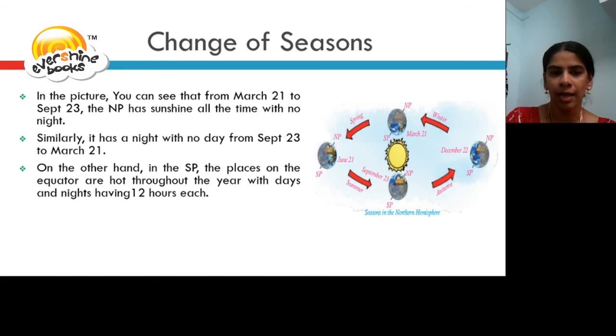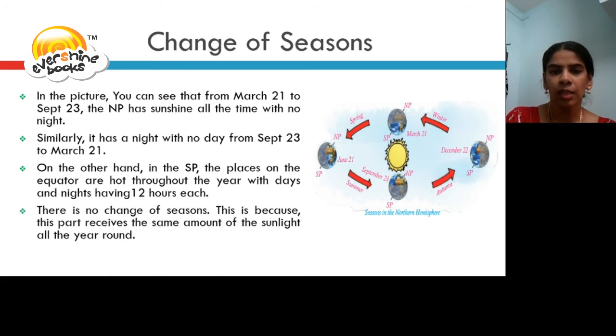On the other hand, the places on the equator are hot throughout the year with days and nights having 12 hours each. Hence, there is no change of seasons. This is because this particular part receives the same amount of sunlight all the year round. It has summer throughout the year.